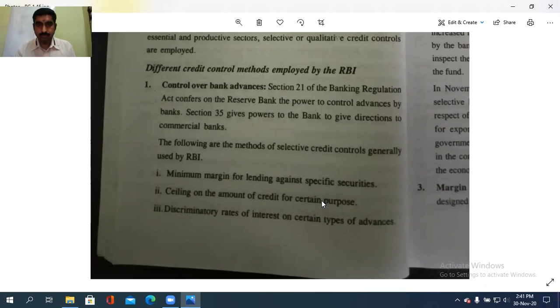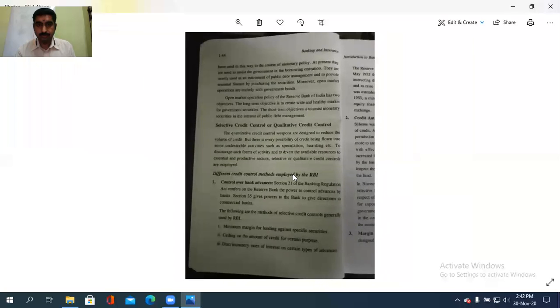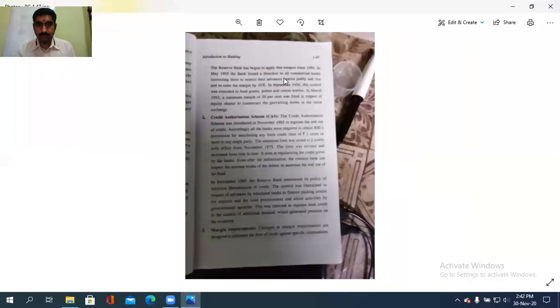Then another one is ceiling on the amount of the credit for certain purposes. There should be a ceiling put. So minimum margin for lending against specific security, ceiling on the amount of the credit for certain purposes, and also some discriminatory rates of interest on certain types of advances. For certain types of advances, there should be some rate of interest to be charged. So that is the case, control over the bank advances.